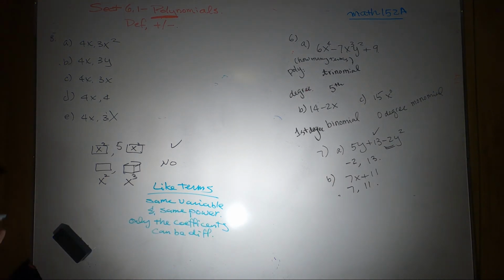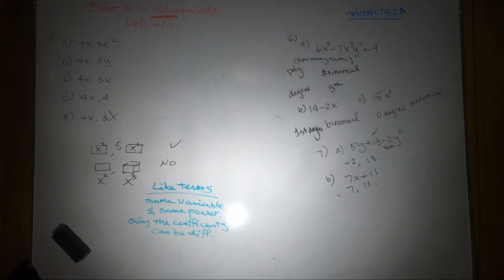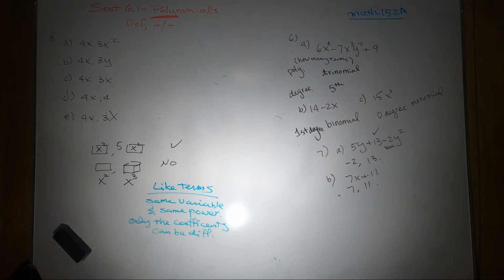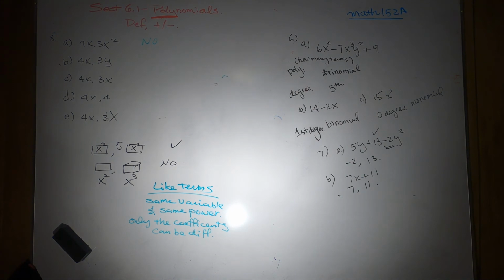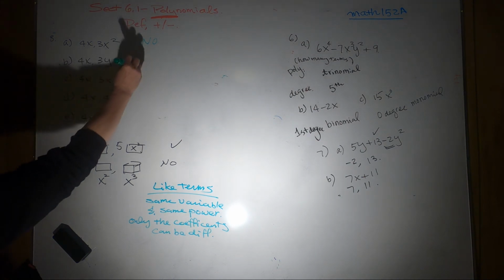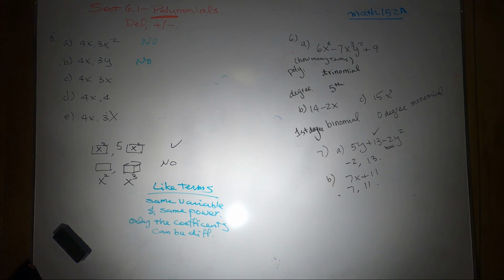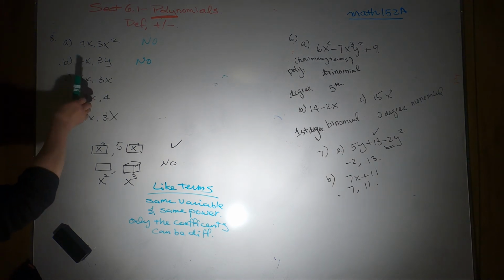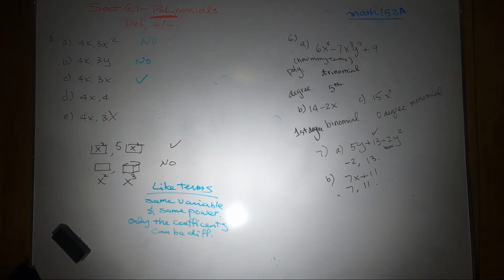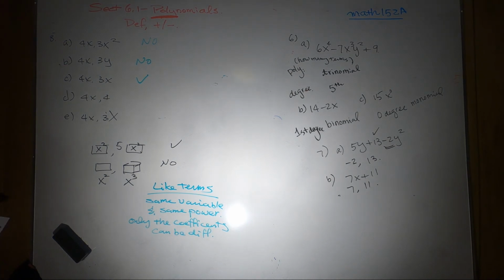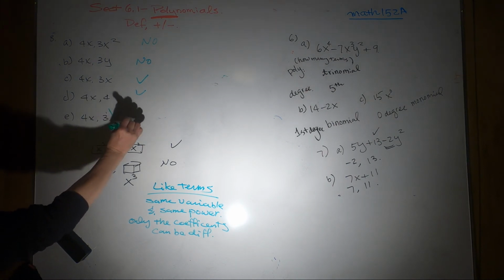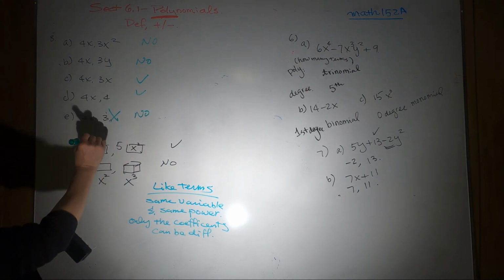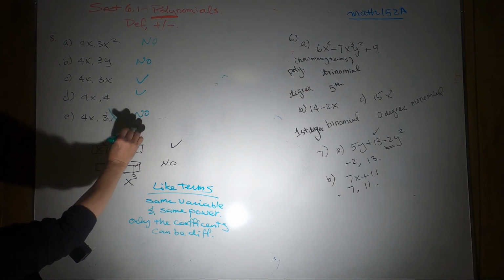Okay, so do you think 4x and 3x squared are like terms? No. Right? Different powers. How about 4x and 3y? No, different variable. How about 4x and 3x? Yes. How about 4x and 4? How about 4x and 3 big X? No.